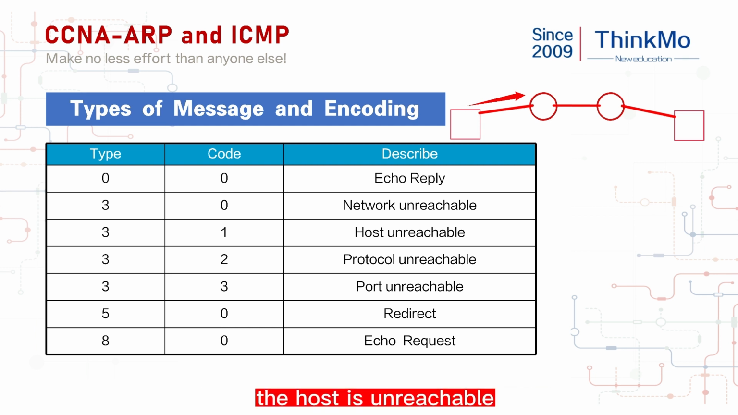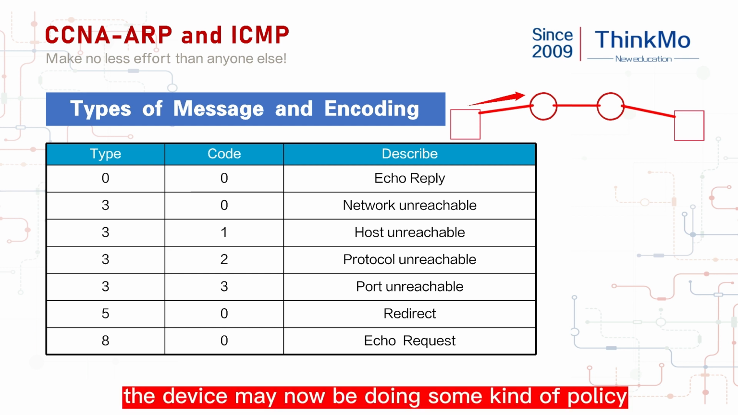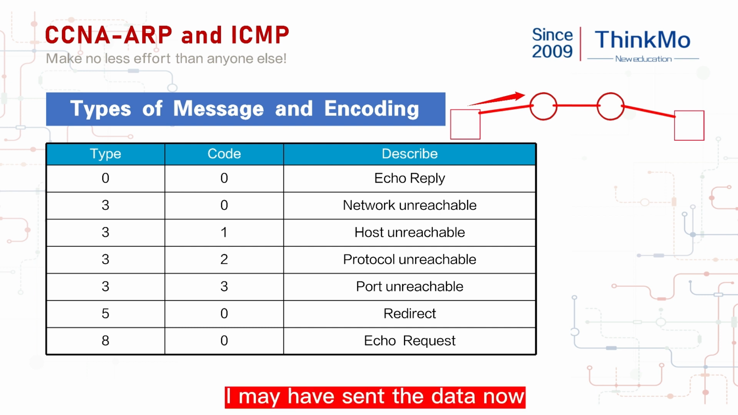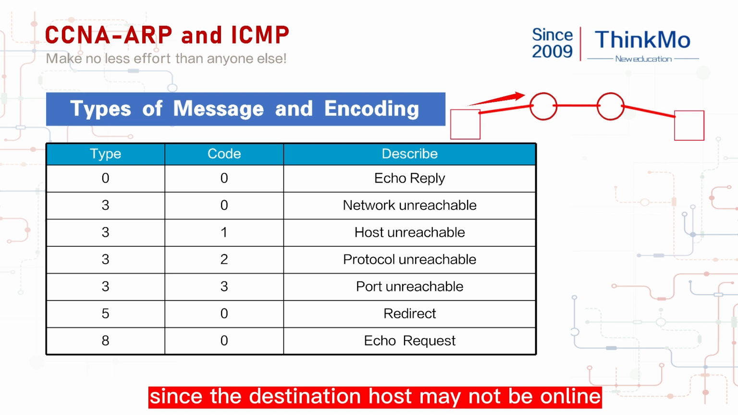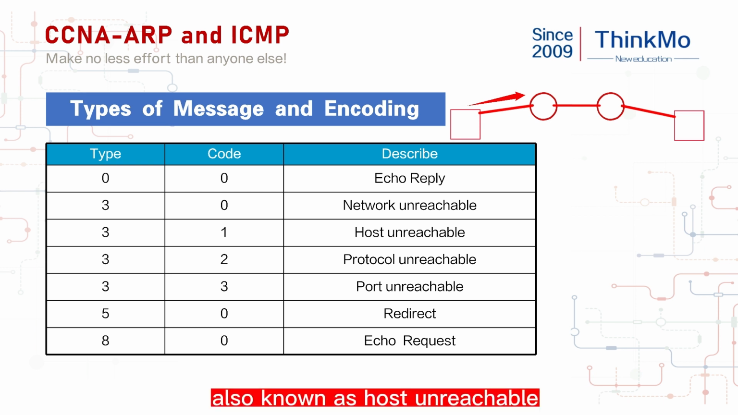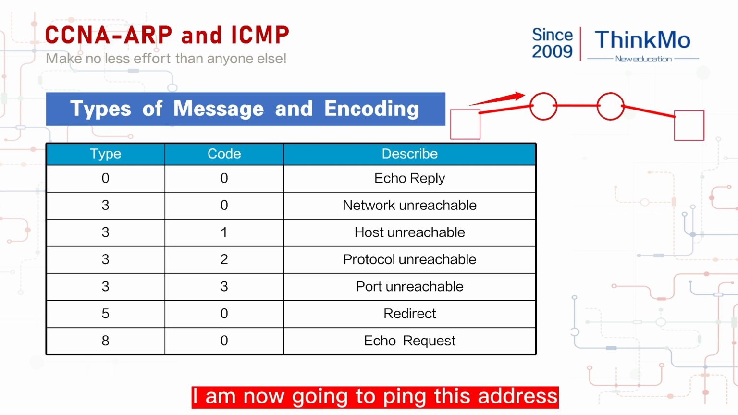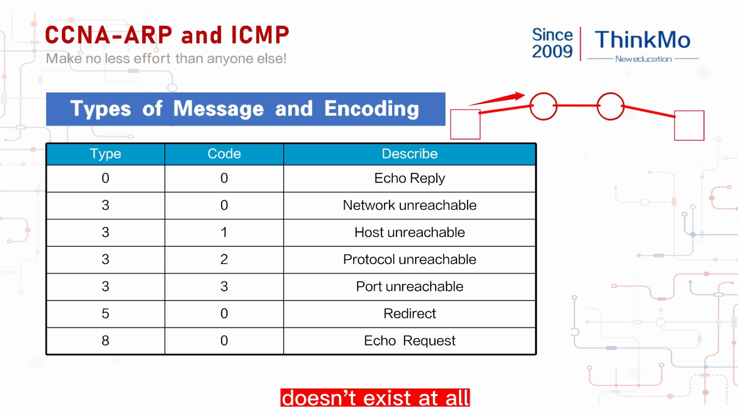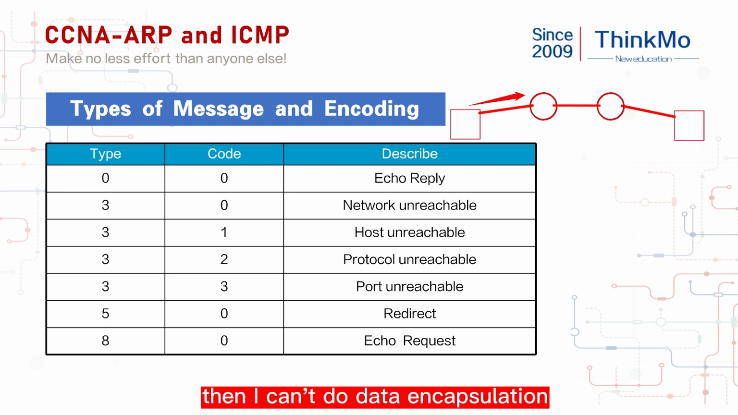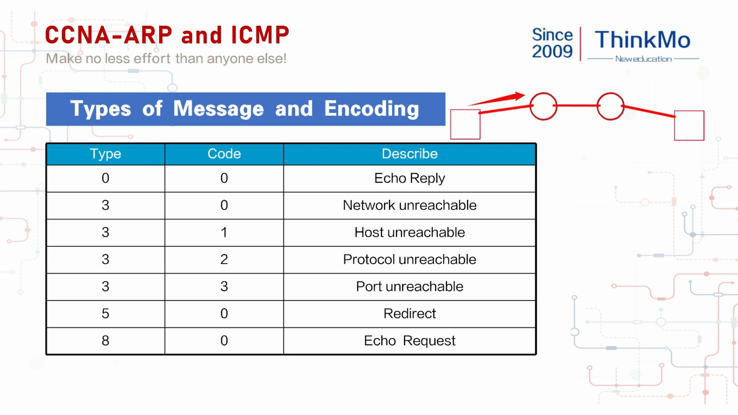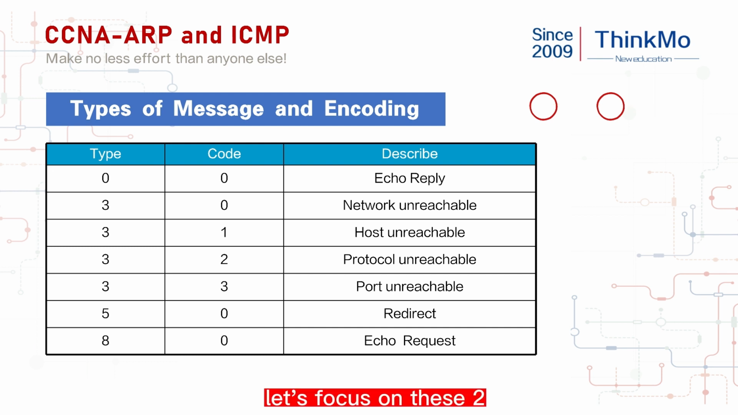For host unreachable, the device may be applying some kind of policy that doesn't let others ping it. Or, I may have sent the data, but the destination host may not be online. This is also known as host unreachable. Or, I am going to ping an address that doesn't exist at all, so I can't do data encapsulation. This is also known as host unreachable. Let's focus on these two.